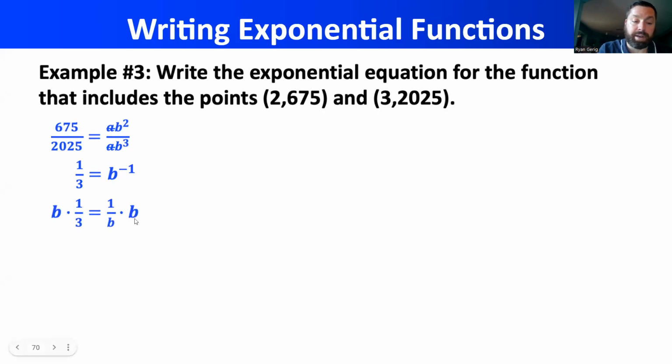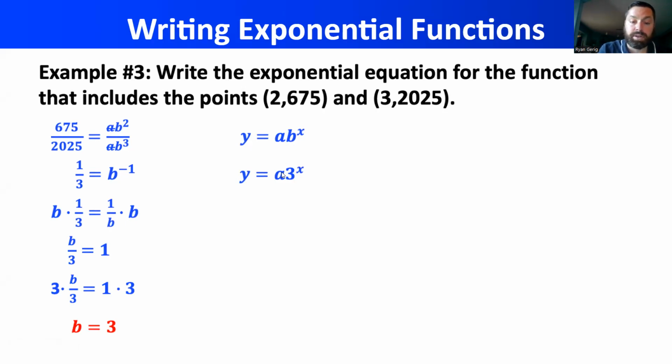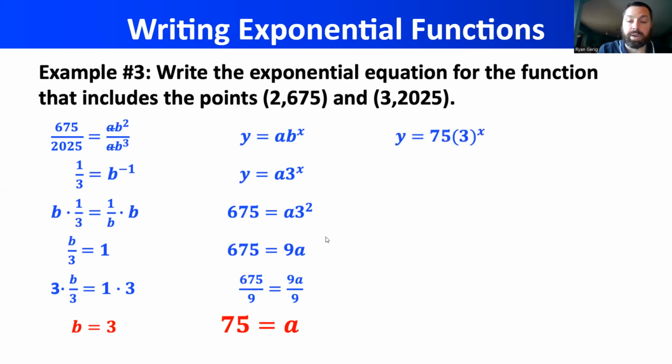All right. But if I multiply by b, I get b over 3 equals 1, times by 3. I should get b equals 3. Now I can use that. Once I find b, I like to use the smaller one. 675 goes in for y, 2 goes in for x, 3 squared is 9. 675 divided by 9 is 75. So I get y equals 75 times 3 to the x.